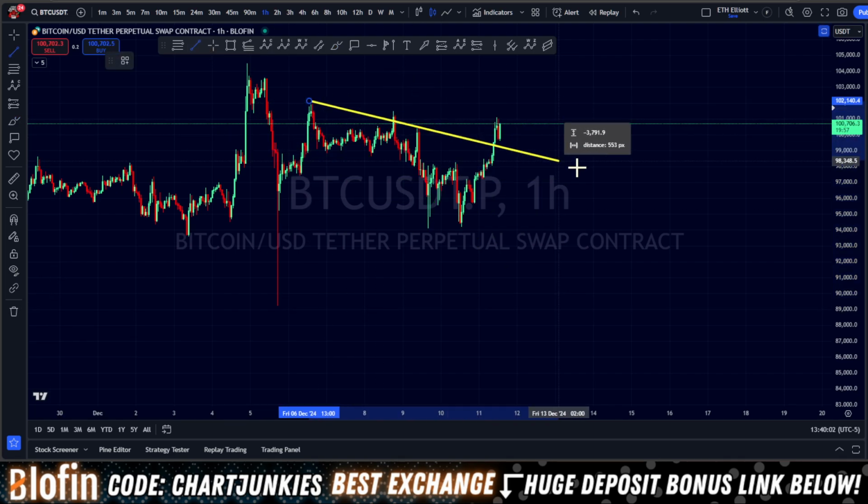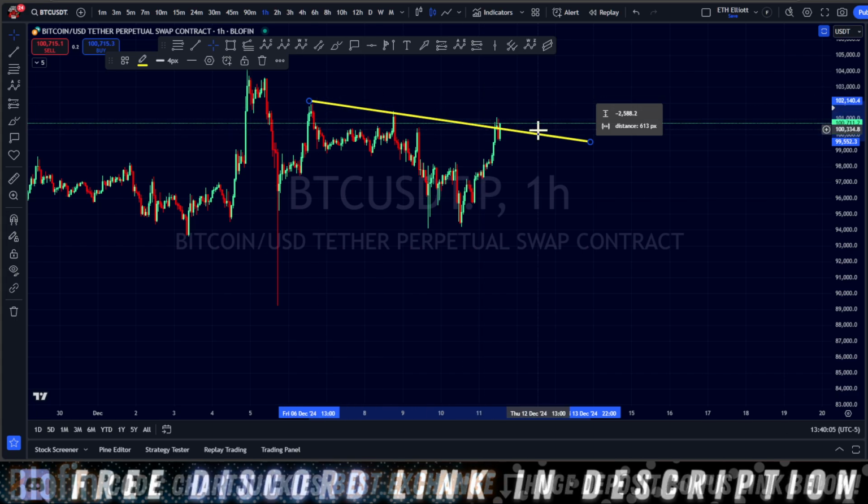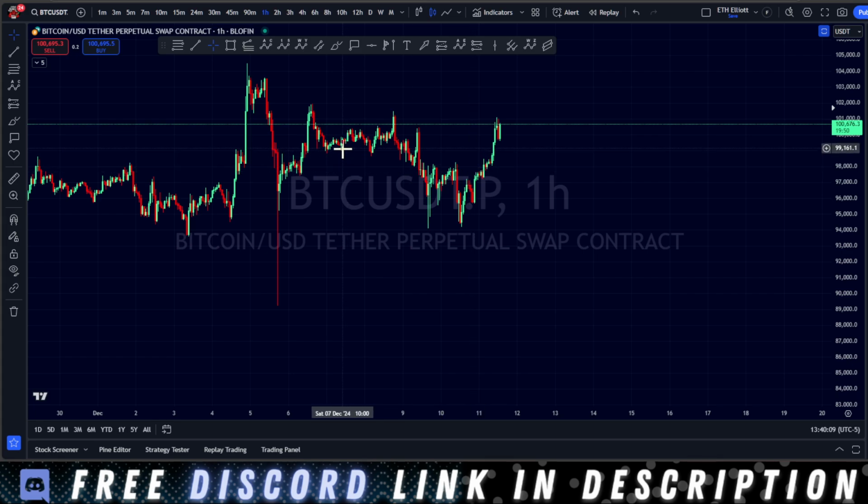Now, it would be nice to see this trend line kind of hold, but this trend line really holds no weight or no value for me, with this being the count. The trend line is irrelevant here.